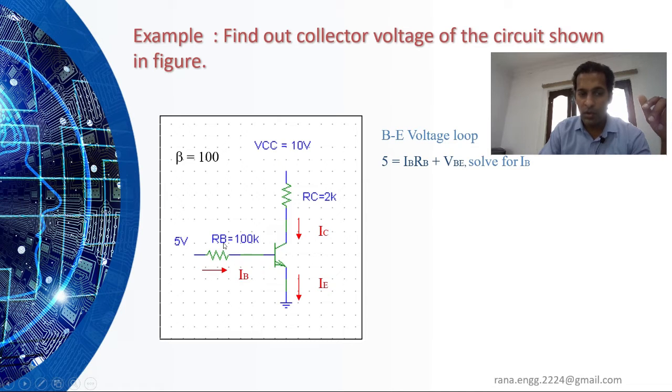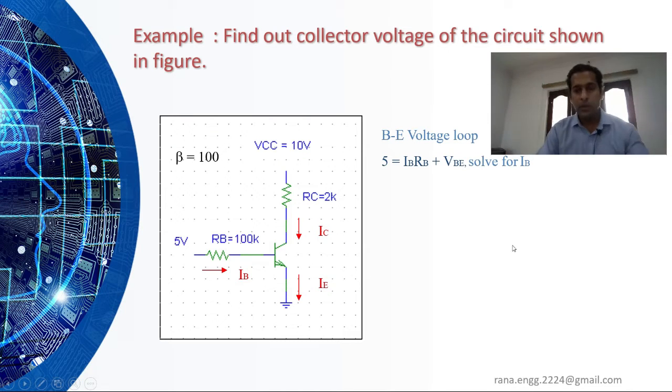So voltage across the RB, what will be? Voltage across RB, V is equal to IR, Ohm's law. So voltage across RB will be equal to IB RB. So here we will write IB RB. And what is voltage across this particular part? Voltage is between the base and emitter. So we will have this thing as VBE, voltage between base and emitter. So that we have to consider here, right?